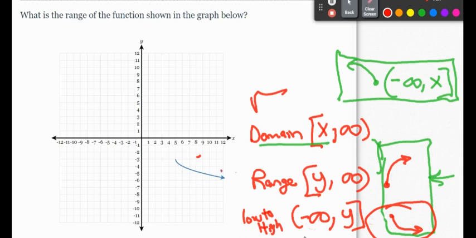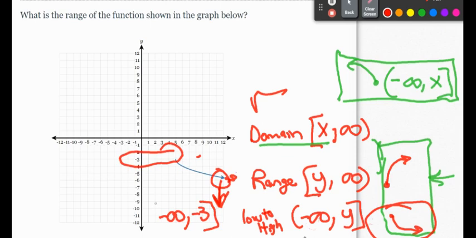So lowest value here on this graph would be negative infinity because it's going down. I know it's going off to the side, but it is going down forever. So it's negative infinity, comma, the highest height on this one is negative 3. So bracket the negative 3, and then parenthesis on the negative infinity, and the domain, the furthest left was 5, comma, infinity.